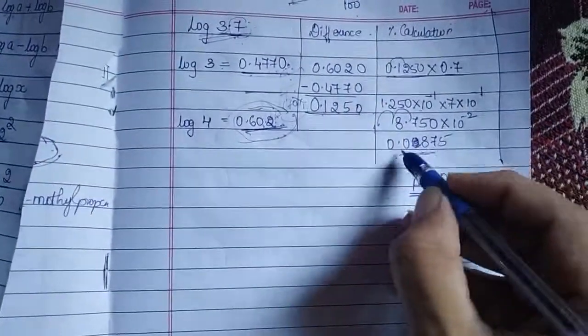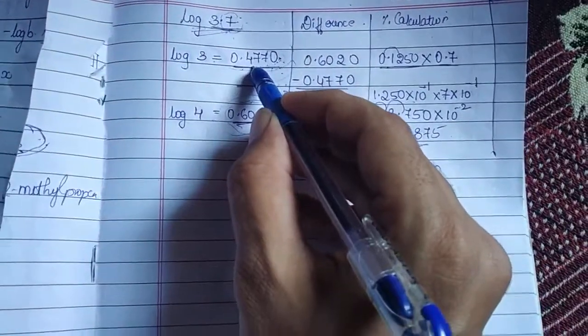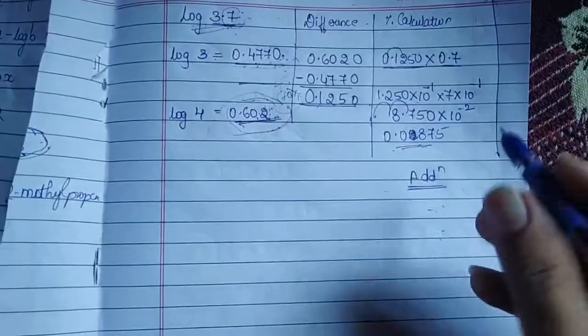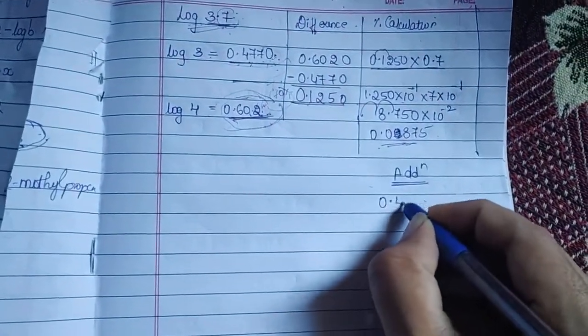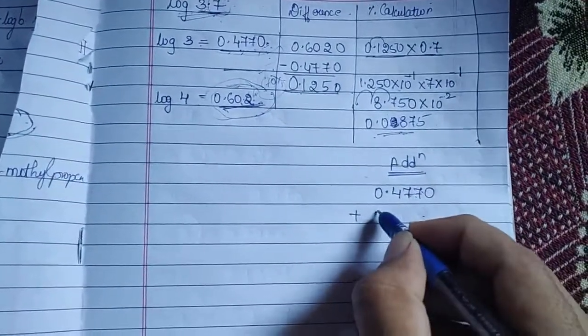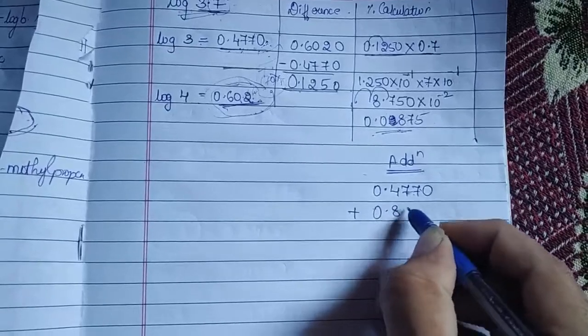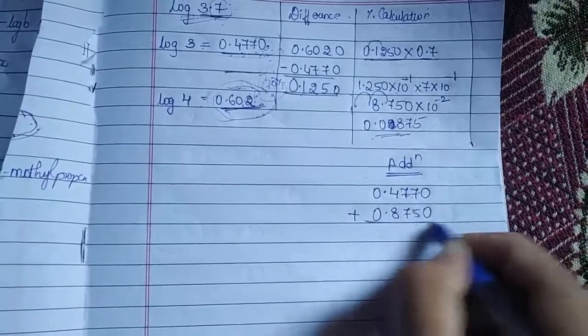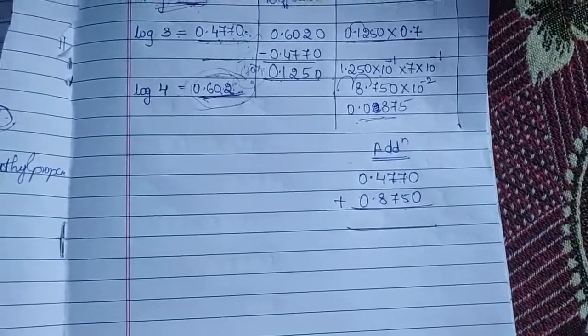So now what you will be doing, of course I will add it, because subtraction is somewhat difficult when compared to addition. So what we will do: 0.4770 plus 0.0875. Now how much will you get as the answer?